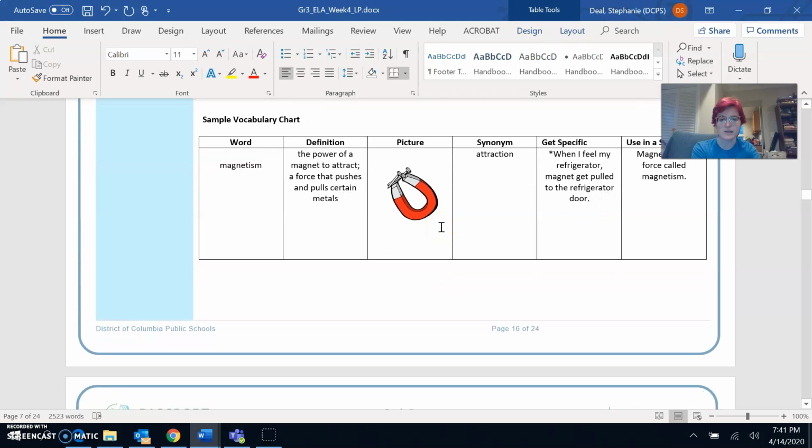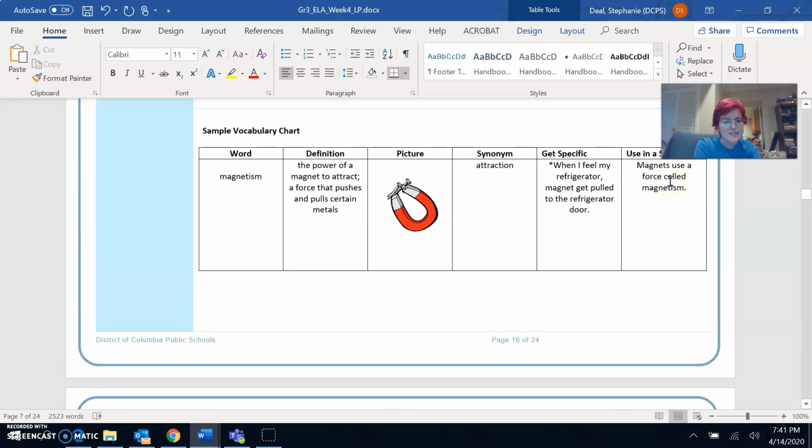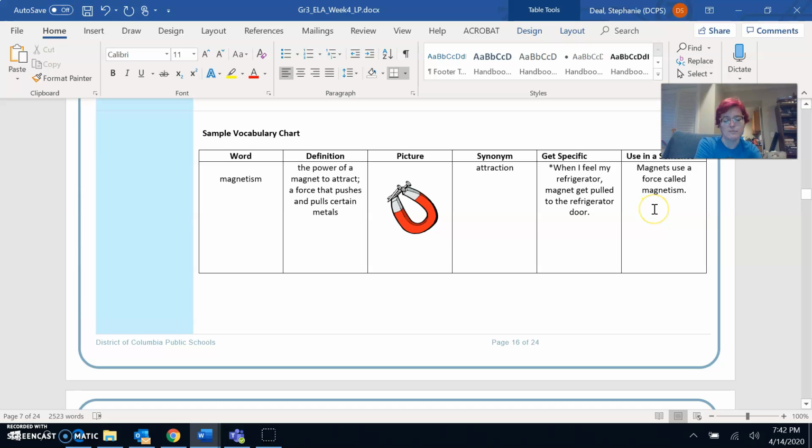So here is our example. The word is magnetism. It means the power of a magnet to attract, a force that pushes and pulls certain metals. And then there's a picture of a magnet that's holding some nails. A synonym for magnetism is attraction. And for getting specific, when I feel my refrigerator magnet get pulled to the refrigerator door. So that's an example of magnetism, when the magnet pulls the door shut. And finally, in a sentence, magnets use a force called magnetism.